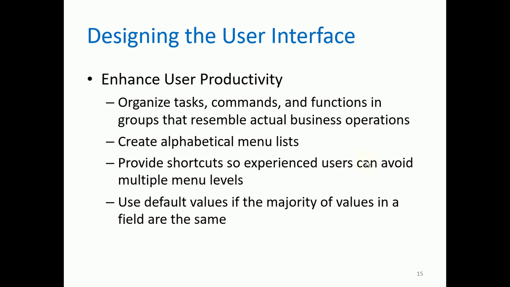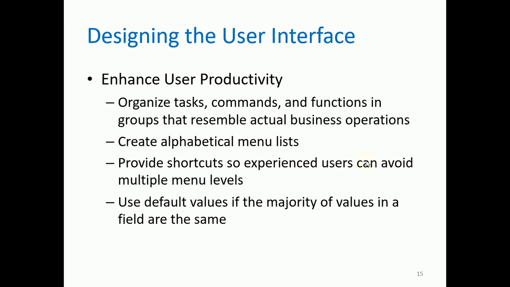And then create alphabetical menu lists. Then provide shortcuts so experienced users can avoid multiple menu levels. Specifically for shortcuts, example for the icon. So we have, for Microsoft Word again, you can see the format of font in the format menu, but they have shortcuts in the ribbon, which has the font, type of font, the size, and the like. Or you could have keyboard shortcuts. So sometimes experienced users use keyboard shortcuts because it's easier than to click the menu, and then what if the menu has sub menus? It's very time consuming. So experienced users use shortcuts or keyboard shortcuts.